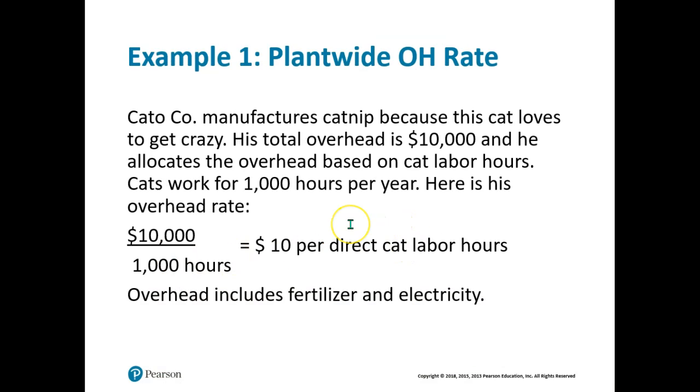Now here's a cleaner example without a lot of stuff in it. This is Cato Company. It manufactures catnip because this cat loves to get crazy. And his total overhead is $10,000, and he allocates the overhead based on cat labor hours. Cats work for about 1,000 hours per year. So we've got $10,000 divided by 1,000 hours of work, which gives us $10 per direct cat labor hour. Okay? And the overhead includes things like fertilizer, electricity, things like that.